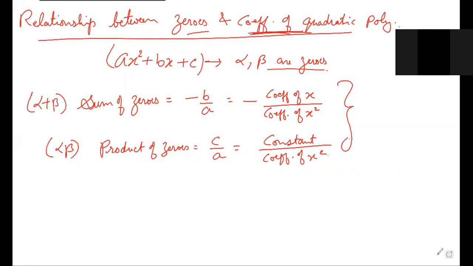Example, let us take. I had taken it earlier also, but again let us have one example. Say we take a quadratic polynomial x squared plus 7x plus 12. Now this is a quadratic polynomial. So first of all, let us find the zeros of this polynomial and then let us find the relation.